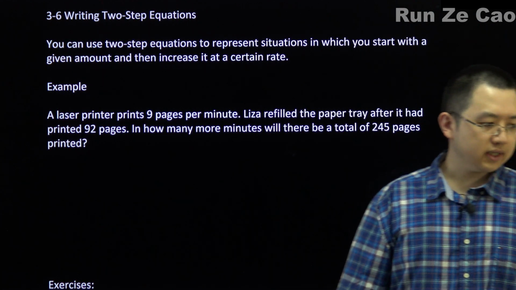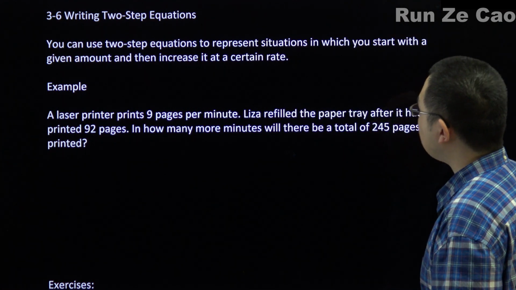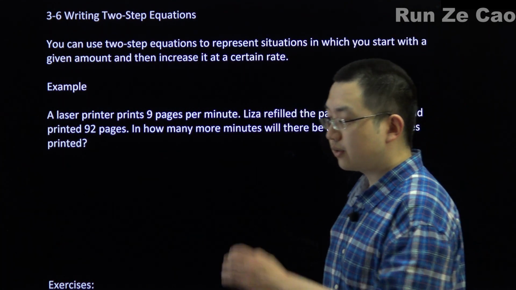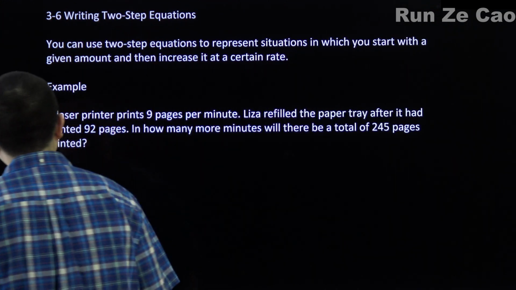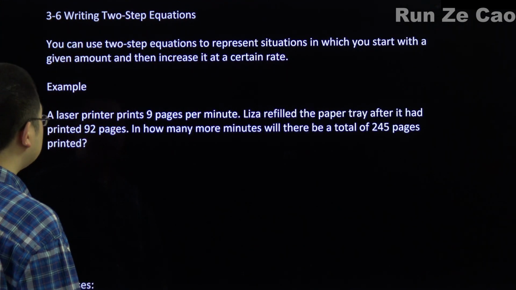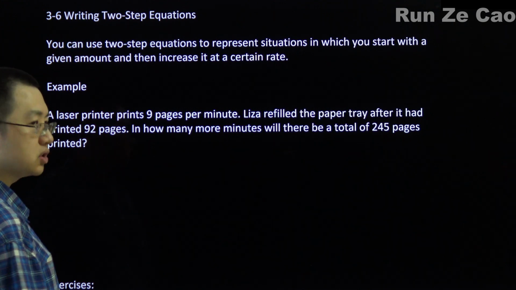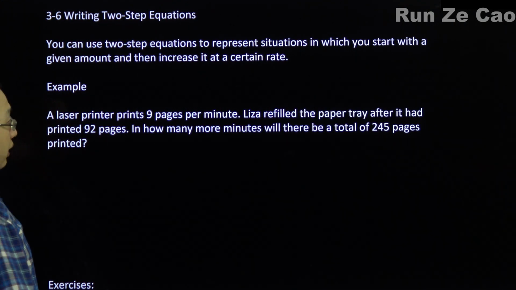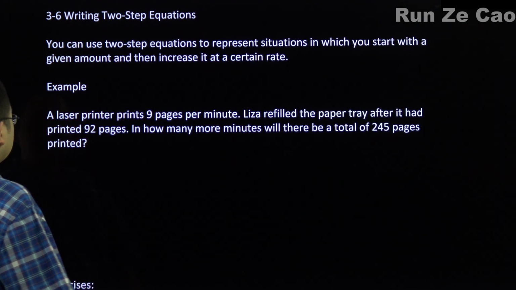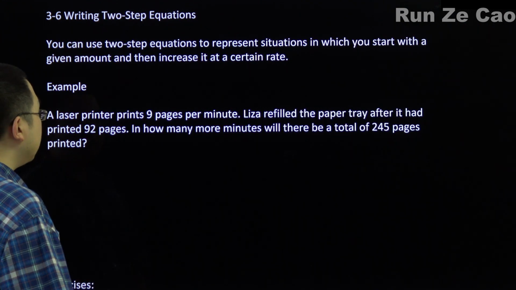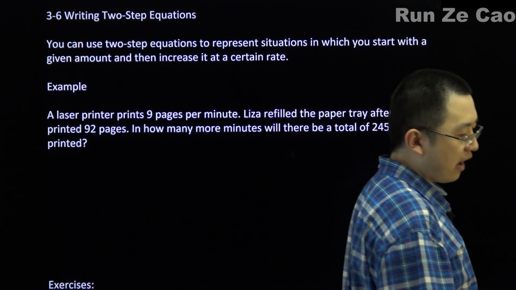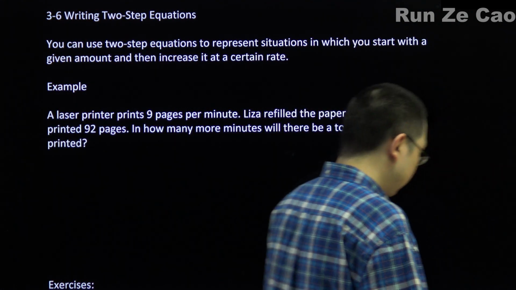For two-step equations, well, you can use them to represent situations where you start with some amount and you increase or decrease it at some rate. Let's say we have a laser printer. It prints 9 pages per minute, which is kind of slow, but okay. The paper tray was refilled after printing 92 pages. How many minutes will it take until there's 245 pages printed?